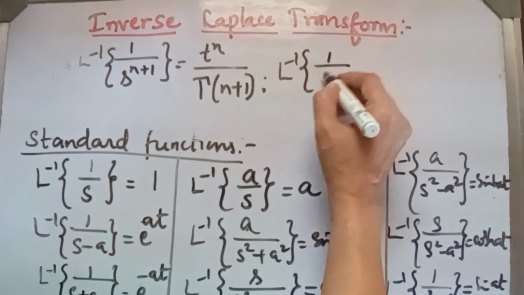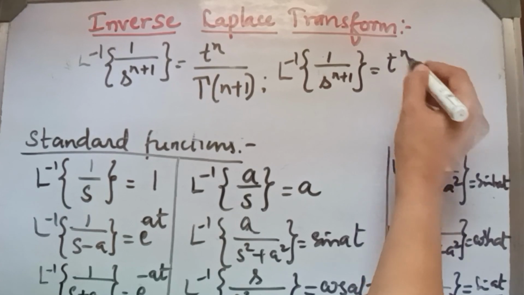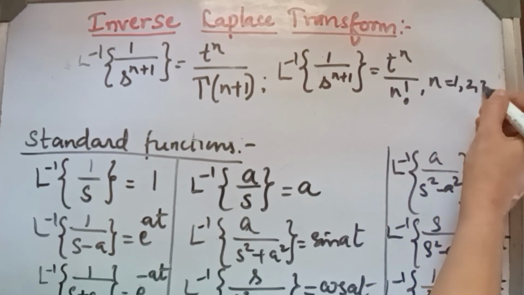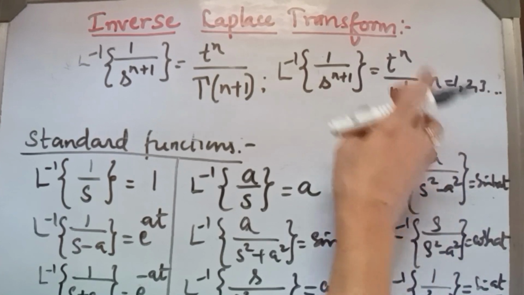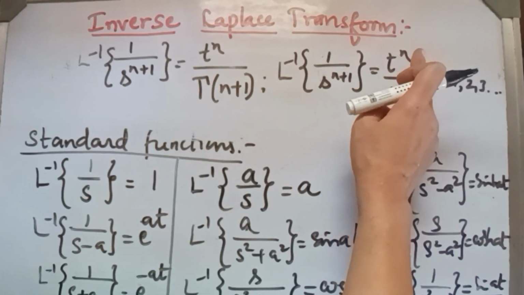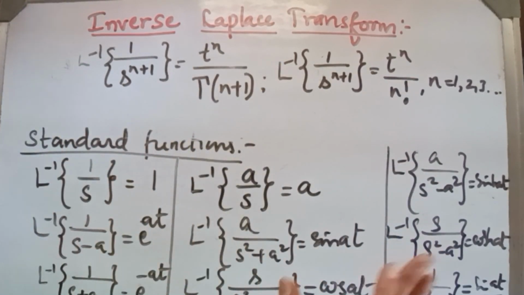Inverse transform of 1 by s power n plus 1 equal to t to the power n divided by n factorial, where n is positive integer. In this case, gamma of n plus 1 value is n factorial. So you can write it as t power n by n factorial. These are the standard inverse Laplace transform formulae to be remembered.